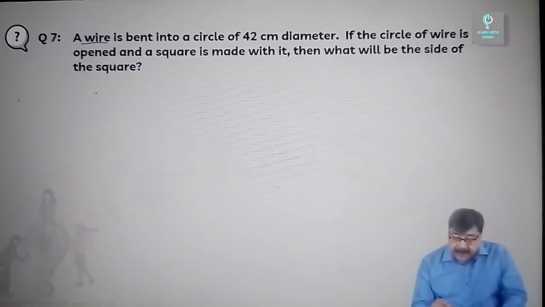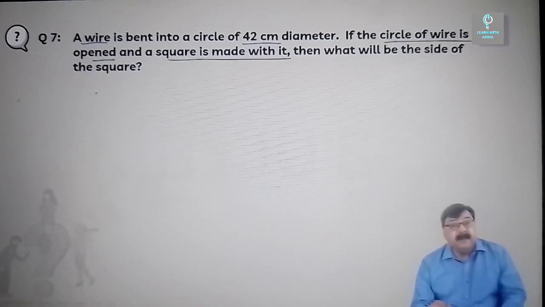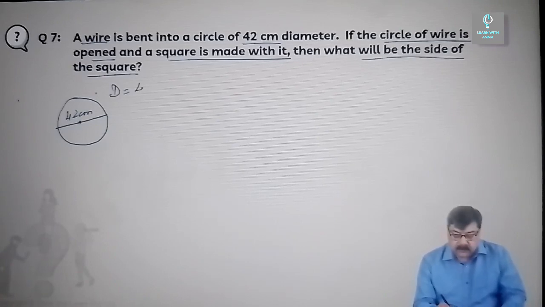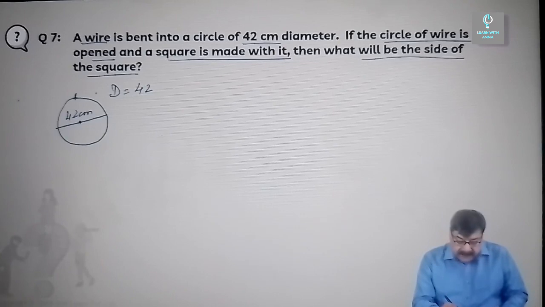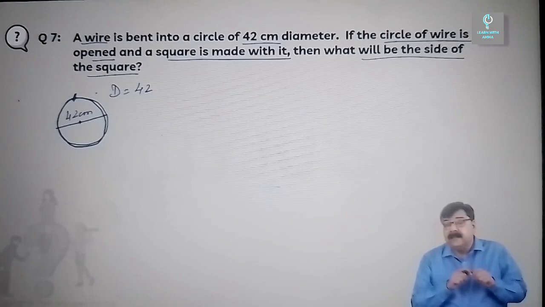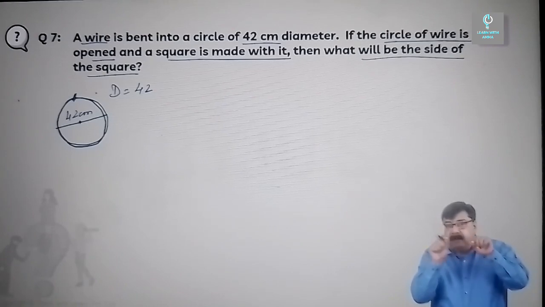A wire is bent into a circle of 42 centimeters diameter. Now, if the circle of wire is opened and a square is made with it, then what will be the side of the square? Now, here we have a circle whose diameter is 42 centimeters. So, diameter is 42. Now, basically, we are talking about a wire here, right? So, you started, bend the wire from here and to here, and then you formed a circle out of it. So, that means you have created a boundary which looks like a circle. When you will open that circular wire, it will become a straight line.